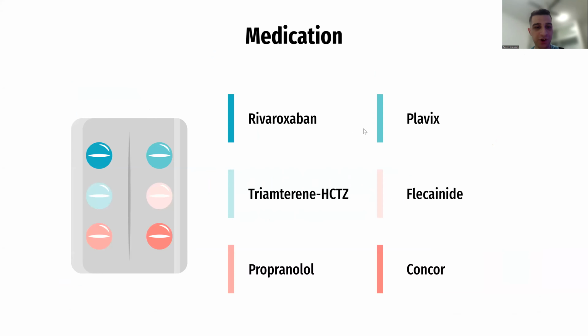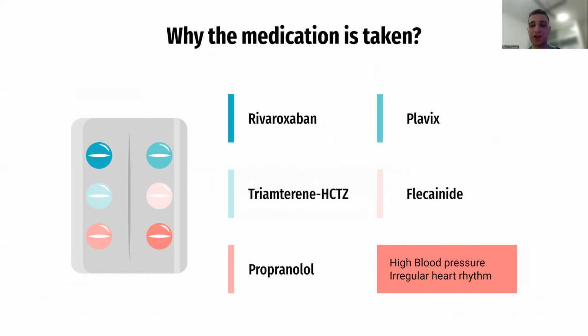The medication we chose is from my mother who has heart failure, so she takes a multitude of different drugs for her condition. The specific drug that we chose is bisoprolol, which is sold under the brand name Concor. She takes this because it helps with her high blood pressure, also known as hypertension, and irregular heart rhythm, also known as arrhythmia.